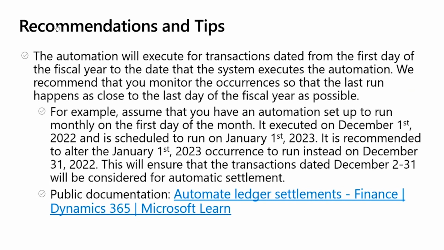If you don't alter it, think about what it would do. It's only going to run because January 1st is the first day of your fiscal year. It would only run from January 1st to January 1st. So you'd be missing out on that December cycle. And then I've also included a link here to the public documentation.